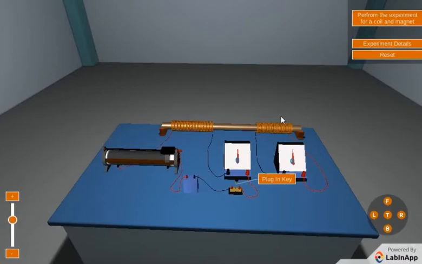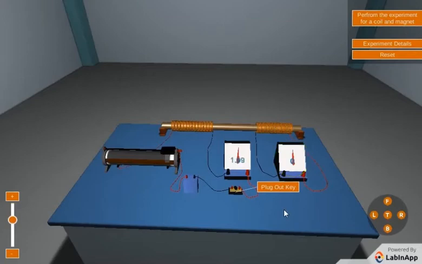Connect another coil, coil 2, connected with a galvanometer close to the coil 1 circuit. Plug the key and allow a current to flow through coil 1. Observe the momentary deflections. It stops at the zero mark as soon as the current in coil 1 becomes steady.